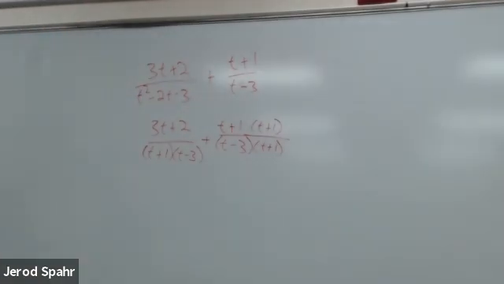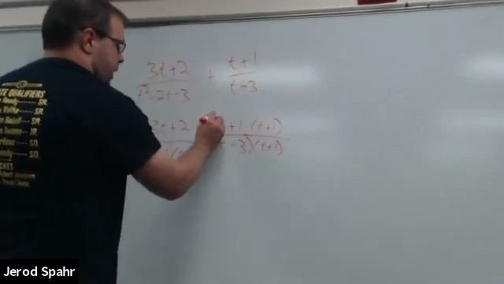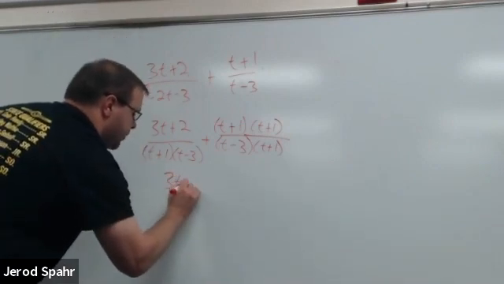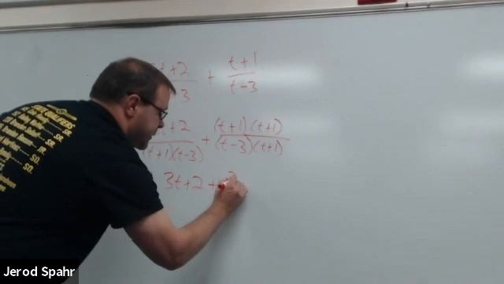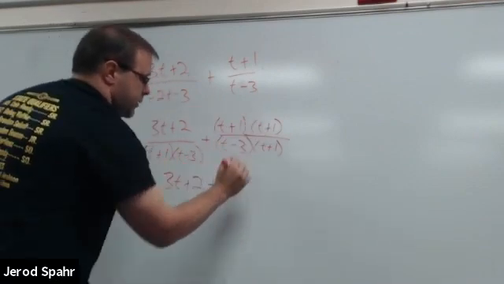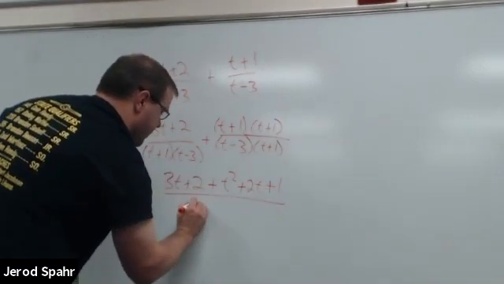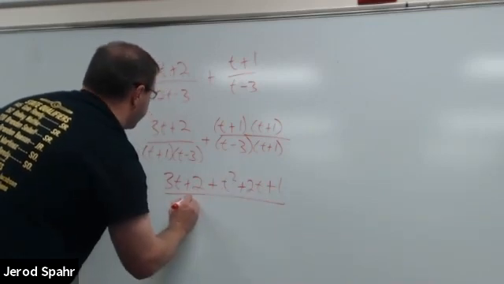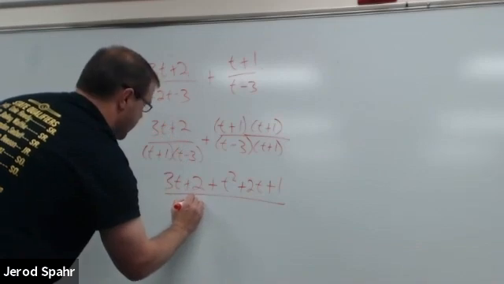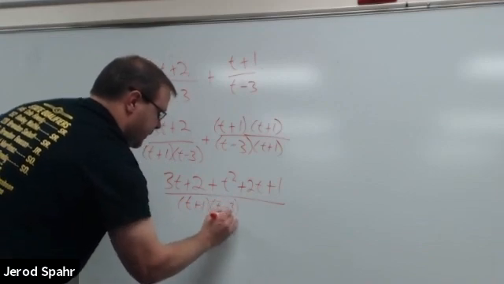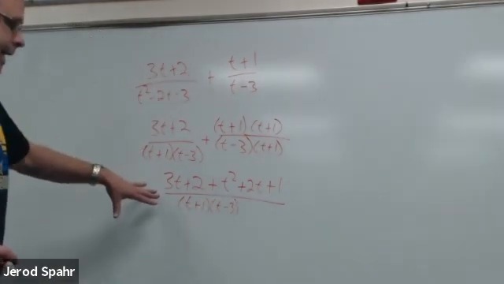Hey, looking at this, they're actually asking us to add it together. I want to see where they're going to go with this before I do a whole bunch of fun work. So I have this. I'm going to have to square that out. So 3t plus 2 plus t squared plus 2t plus 1, remember FOIL, over the, and then this is not going to be the same. The best way to write is t plus 1 times t minus 3, just in case something works out funny that we can cancel it out.